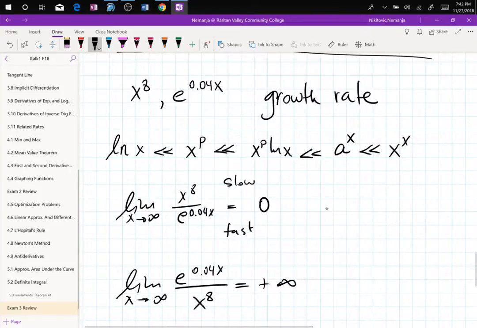Anything else? Growth rate of functions, L'Hopital's rule. You gotta know this for computer science, otherwise you are doomed, yes.